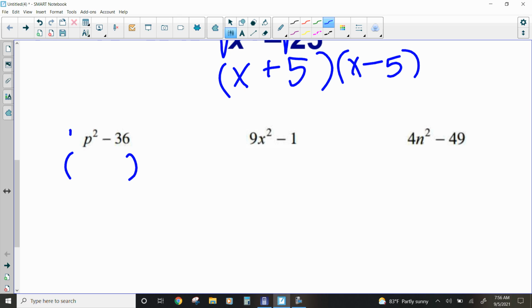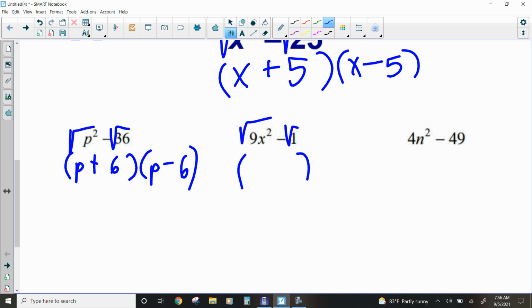Create the first set by taking the square root of each term. So this is P and 6. Make a copy and then put a plus and a minus. So this one's going to be 3 and x together, and then a 1 here. So that means this is going to be a 3x and a 1 again, and then one's a plus and one's a minus. And it doesn't matter what order you put the plus and minus, as long as one has a plus and one has a minus, and the stuff is the same, you'll get the correct answer.